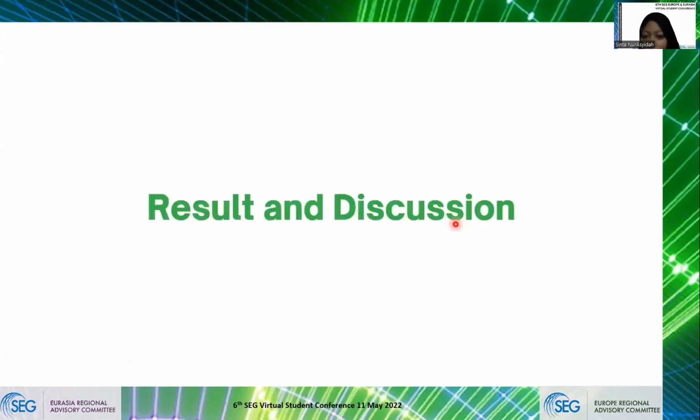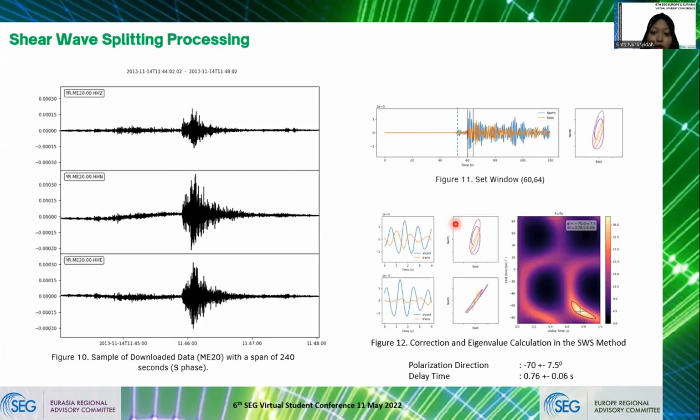Okay, and the result of processing with the SWS method is the back azimuth parameter, which shows the direction of polarization, and the delay time. The following is an example of raw data, namely station ME20 with an event in November 2013, with a span of about 3 minutes.